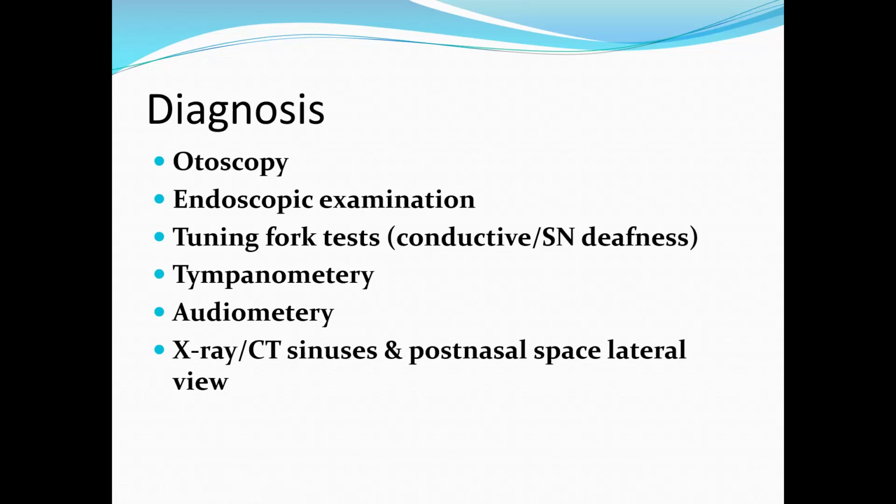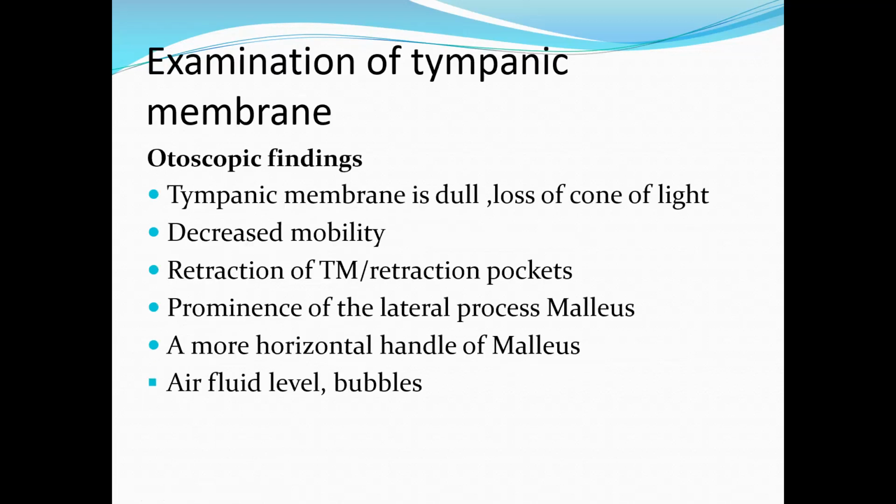Audiometry is the investigation by which we can assess the type of the hearing loss and the severity of the hearing loss. Then to find out the cause, we can advise CT scan, we can advise simple X-ray nasopharynx lateral view, we can do allergy test to rule out any allergy. So when we examine the tympanic membrane through the otoscope, we will see these findings.